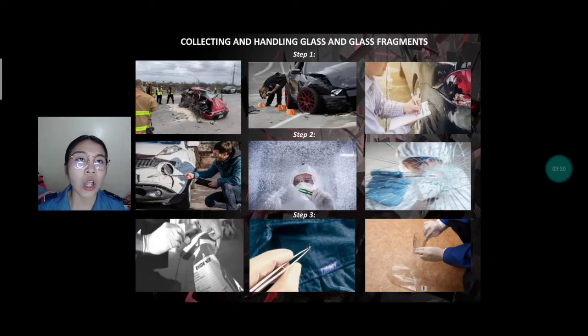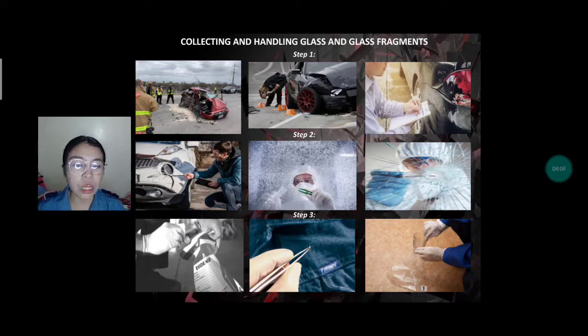So, next is collecting and handling glass fragments. So, meron ulit tayong tatlong steps, which is yung first, identify any glass and take photograph at the crime scene. So, first, identify mo muna kung meron bang glass sa crime scene. And, syempre, kailangan mo siyang i-photograph or i-document kasi nga, hindi naman permanent yung crime scene sa lugar na yon. So, kailangan natin siyang i-photograph kasi magagamit din siya sa future purposes or magagamit siya as evidence and pwede siyang evidence sa court.